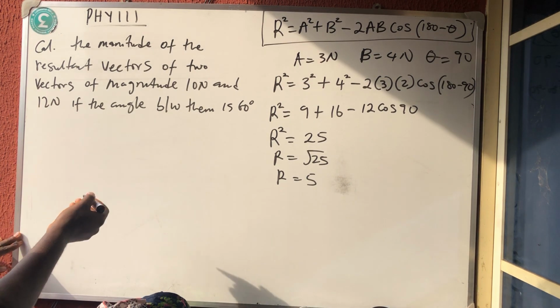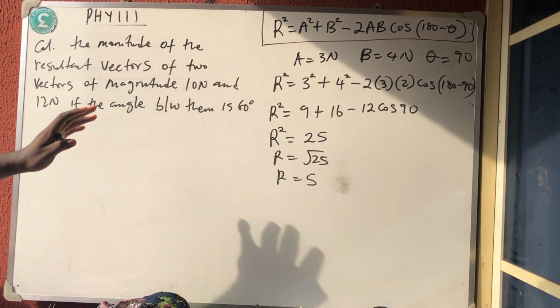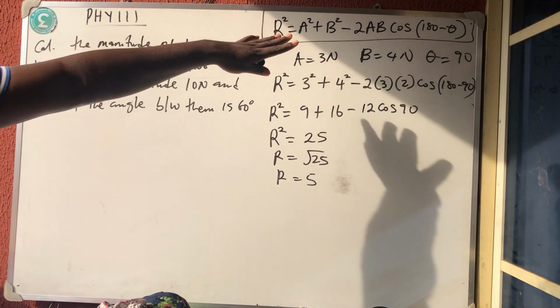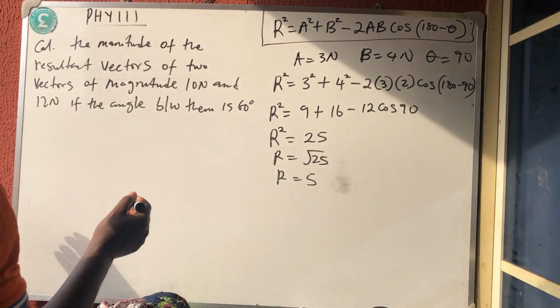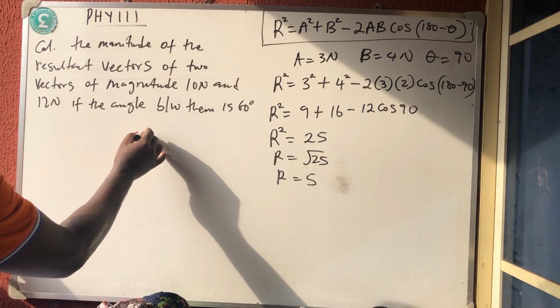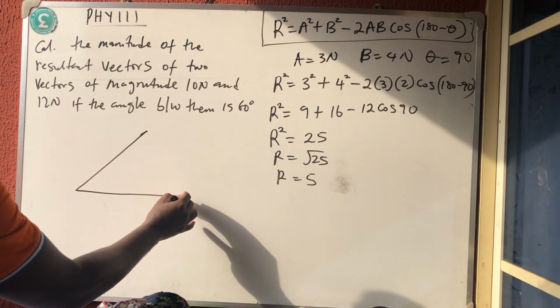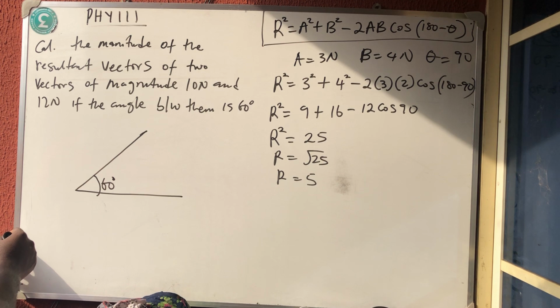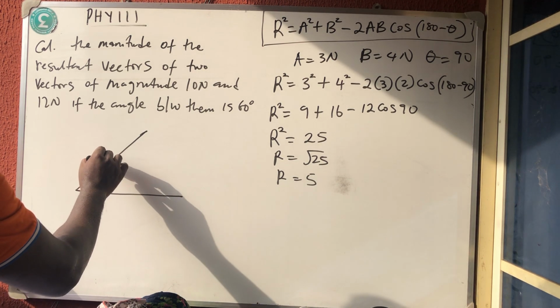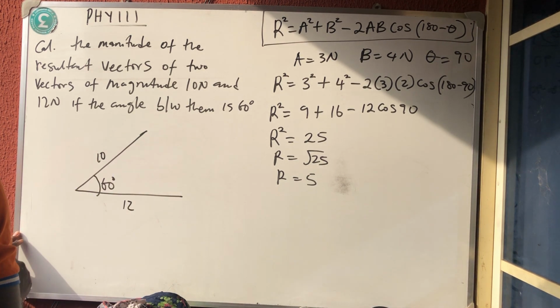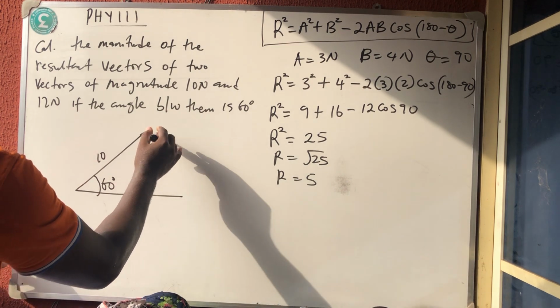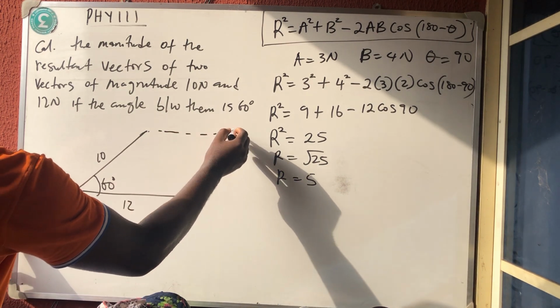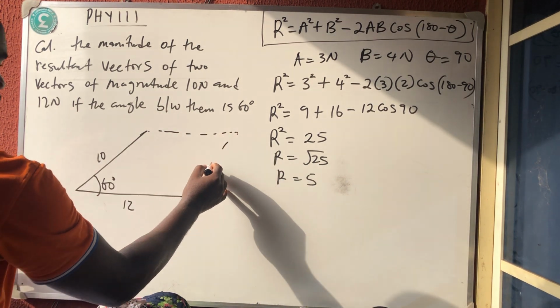So let me just draw it. But if you don't want to start drawing, just apply this formula, you get your answer straight. But let me just draw it for teaching sake. This is 60 degrees. The first one is 10, while the second one is 12. Now let me draw this one this side, it will go like this. Draw this one the other side, it will go like this.